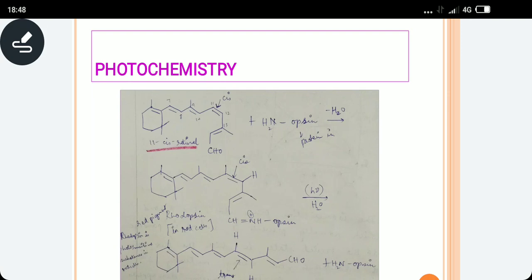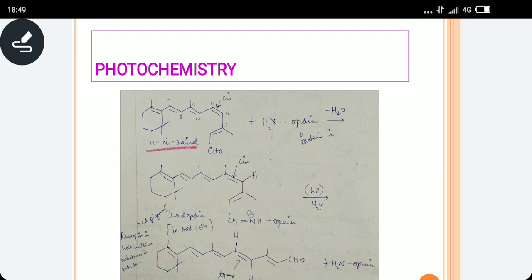Hello everyone. Today let us understand the application of photoisomerization in biological systems. Mainly when we are talking about biological systems, we can talk about the process of vision. In the process of vision, photoisomerization helps. So we will understand that today.